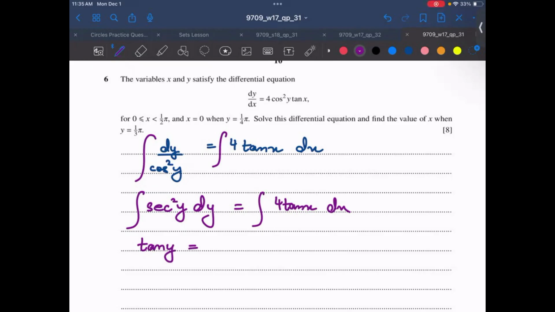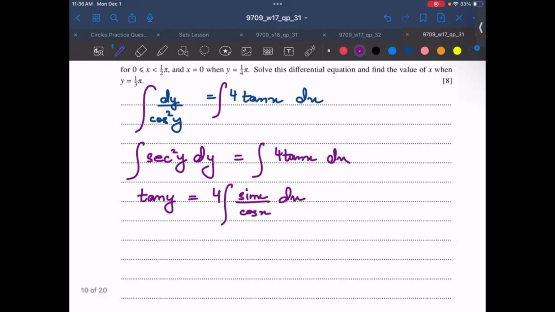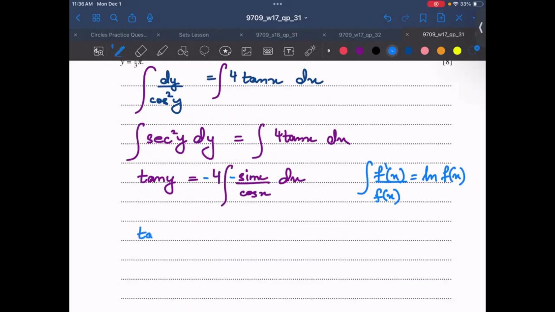now to find the integral of tan x, we'll first write it as sin x upon cos x. Now the derivative of cos x is minus sin x, and we'll apply this integration where if the derivative of the denominator is present in the numerator, the answer becomes ln of f(x). Since the derivative of cos x is minus sin x, we will multiply by minus and divide by minus as well. So we'll get tan y is equals to minus 4 ln of cos x plus c.